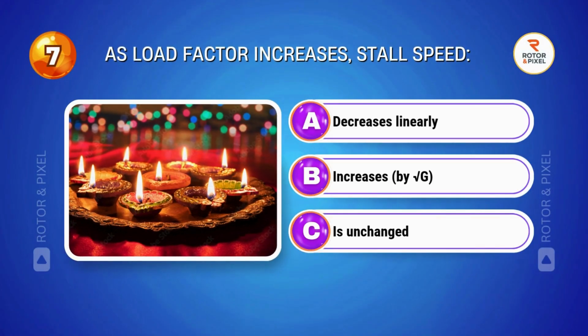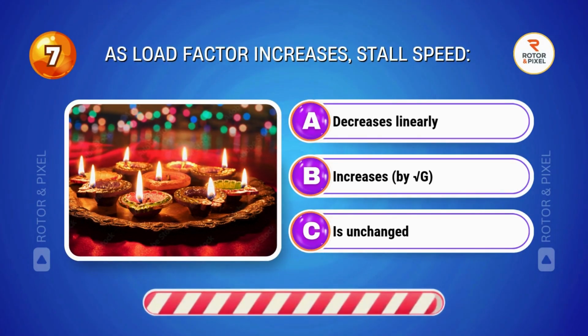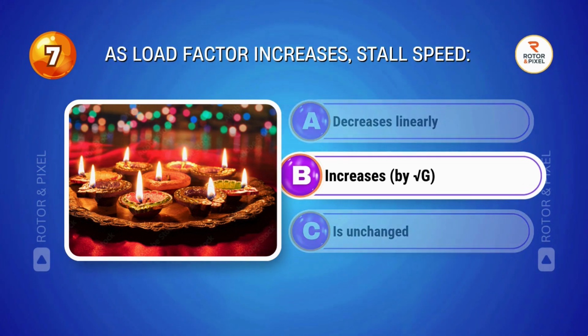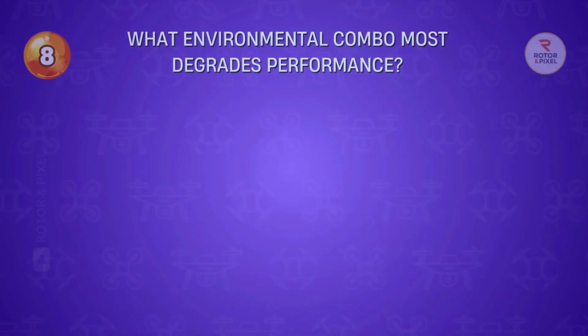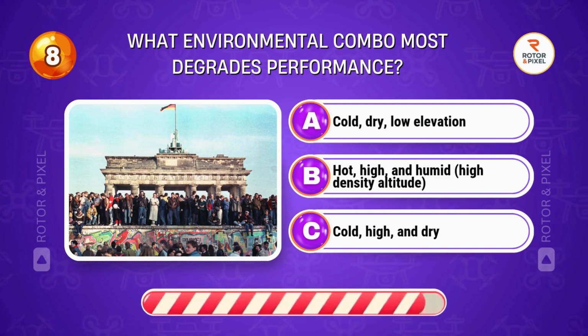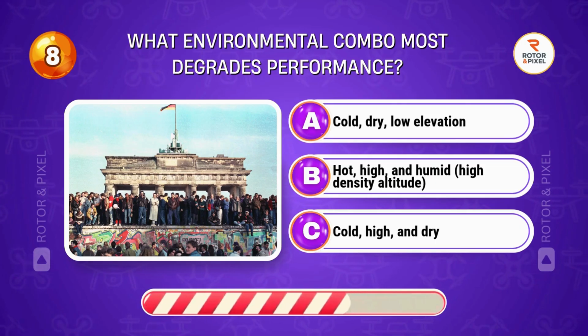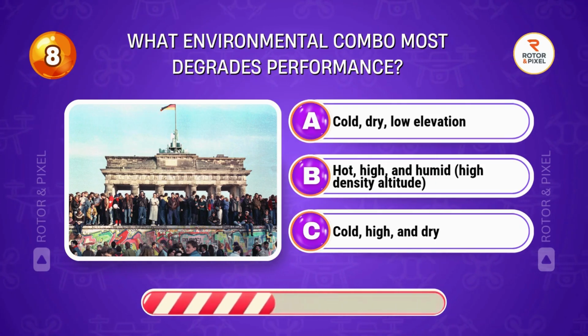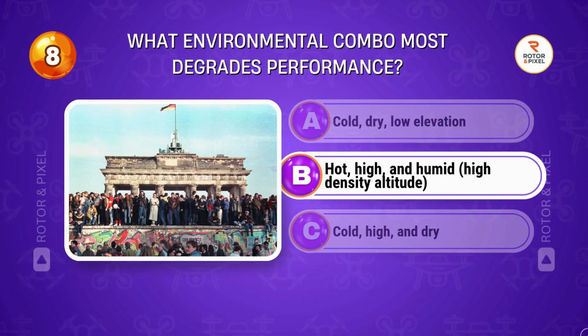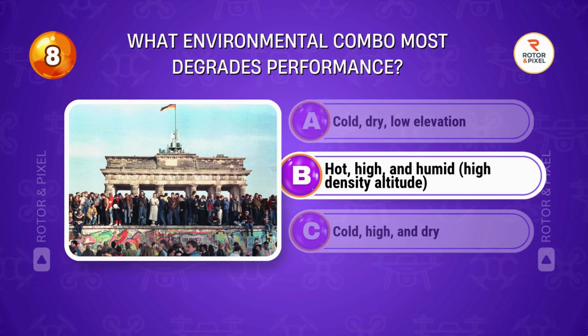As load factor increases, stall speed Answer B, increases by square root of G. What environmental combo most degrades performance? Answer B, hot, high, and humid, high density altitude.